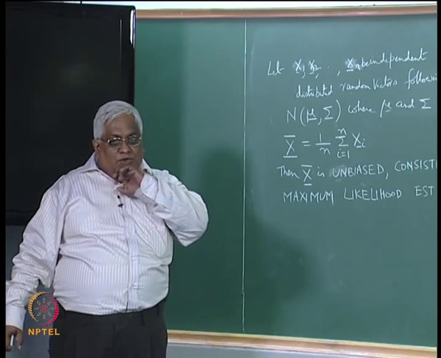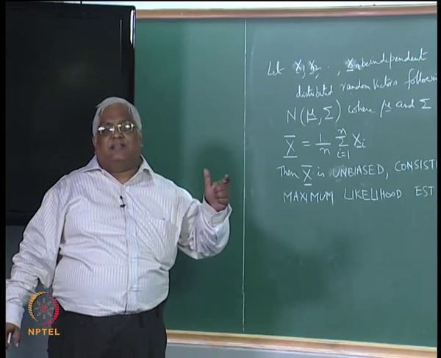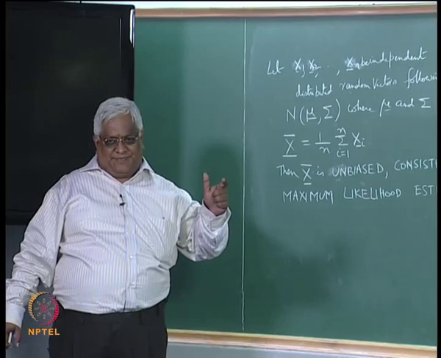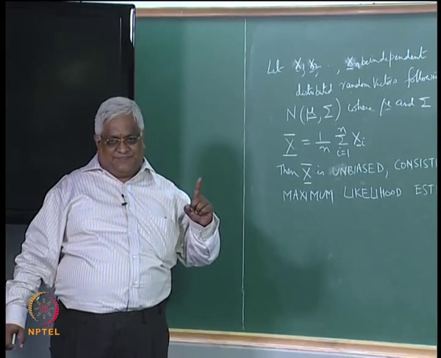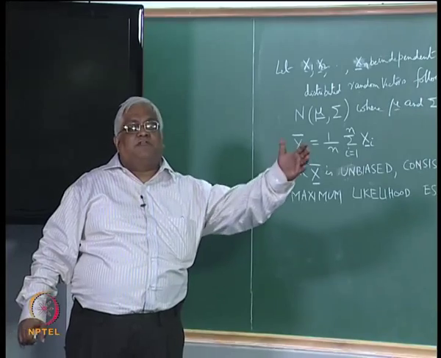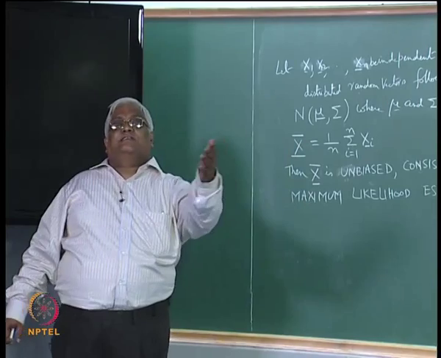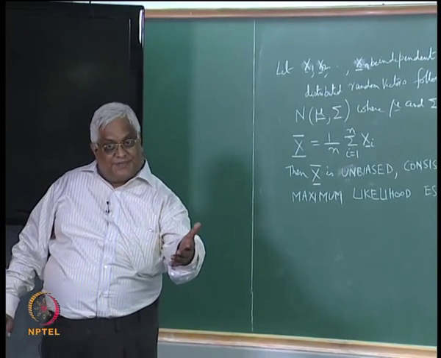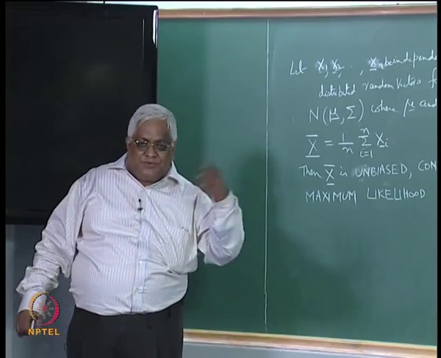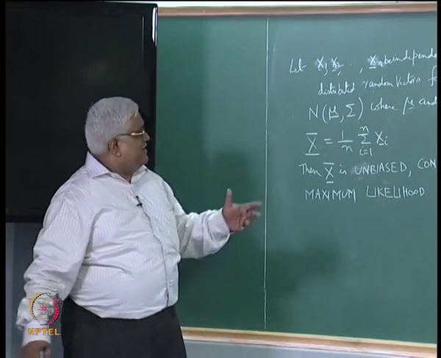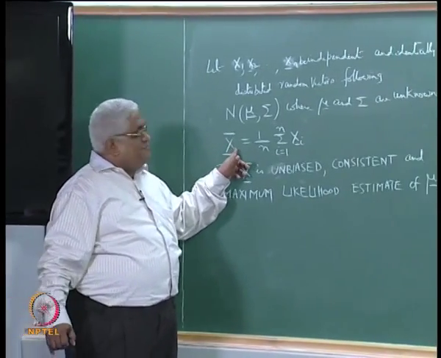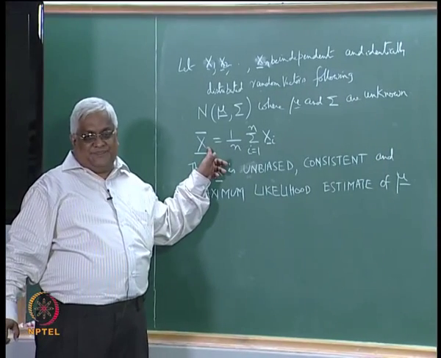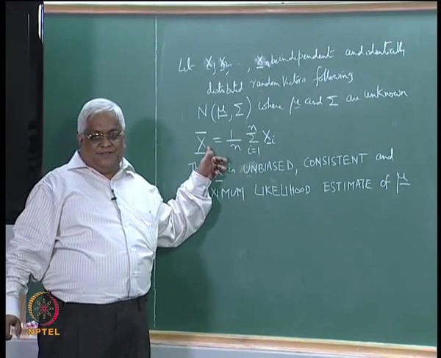There are n trials. Small n trials. So, in one set of n trials, you will get one set of values. In another set of n trials, you will get another set of n values. So that is why this is a variable.